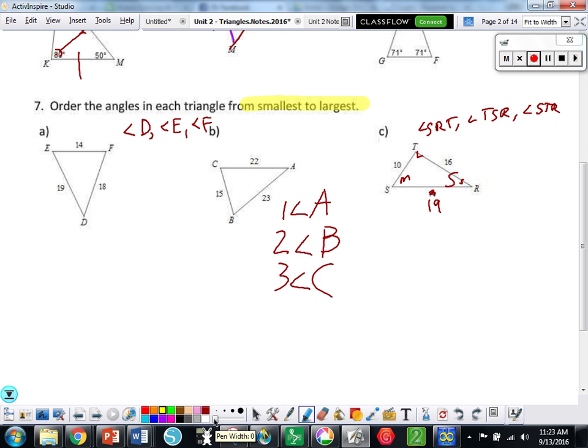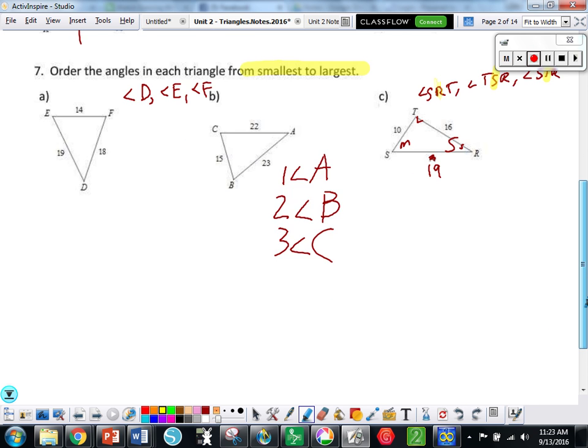On this one, angle SRT, what's another way to name it? Angle R, right? On this one, that's the same thing as saying angle what? Angle S, right? And this one's the same thing as angle T? There we go. So you didn't need to name it the entire way, but there's nothing wrong with that at all. Okay, one more page, and then we're done.